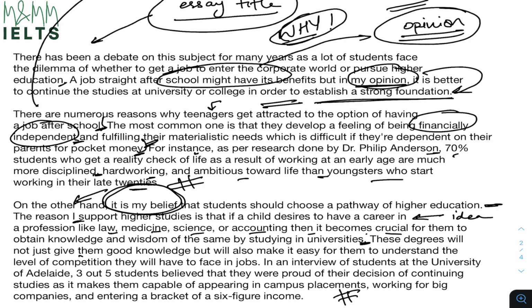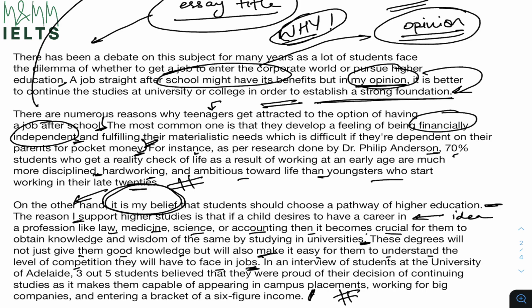These degrees will not just give them good knowledge, but will also make it easy for them to understand the level of competition they have to face in jobs. I have given some explanation as to why going to a university or college would be beneficial for a student. Now, the last thing is I have to give an example to support whatever explanation I have given.